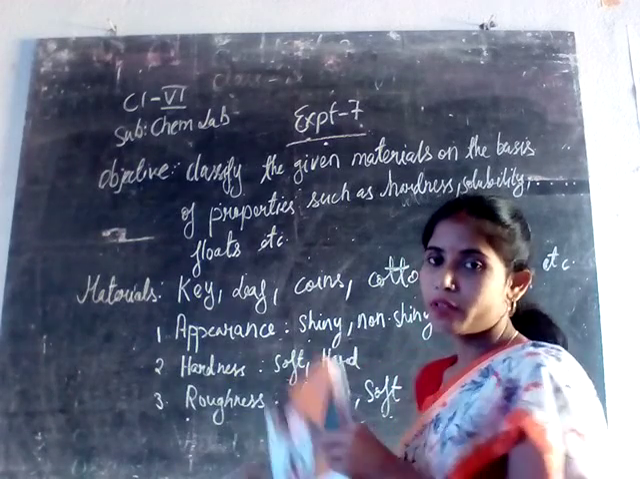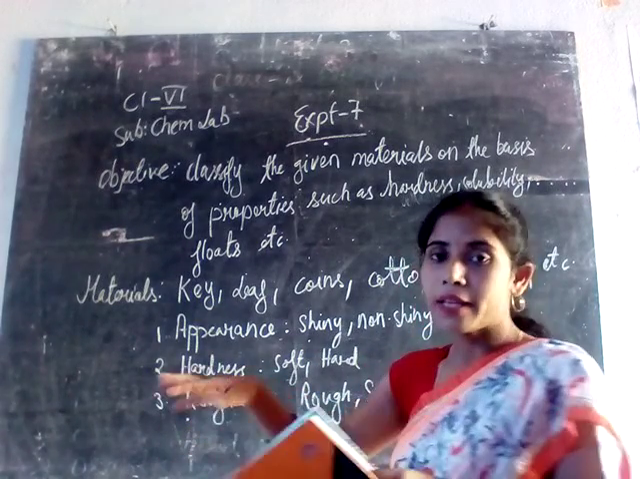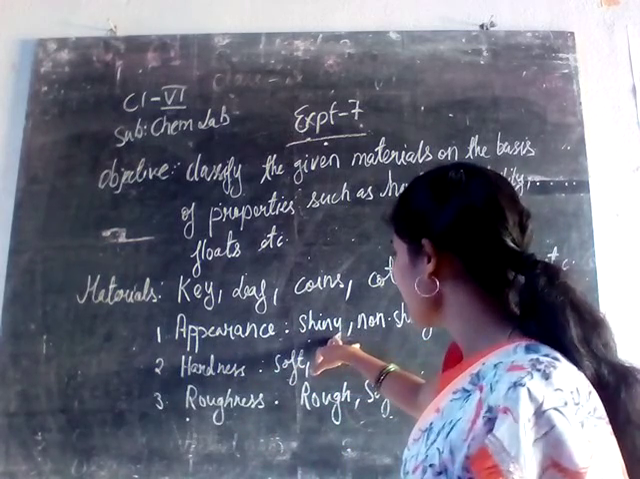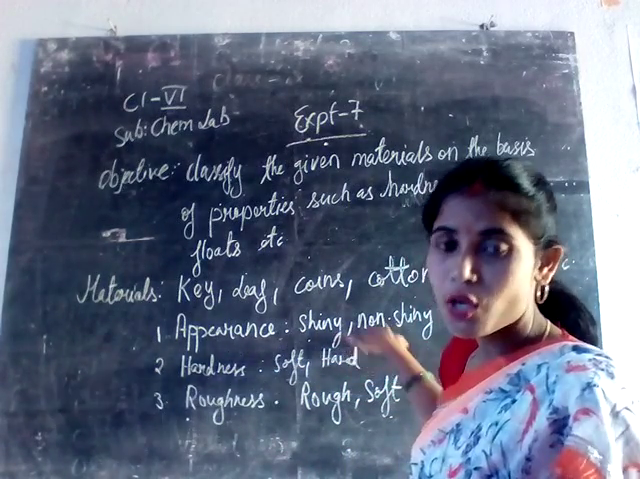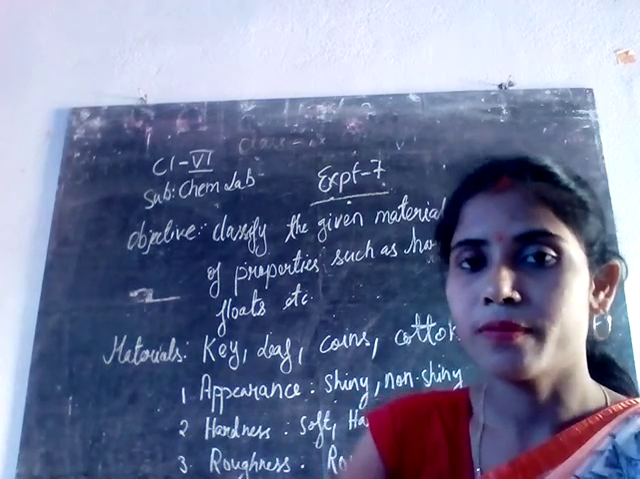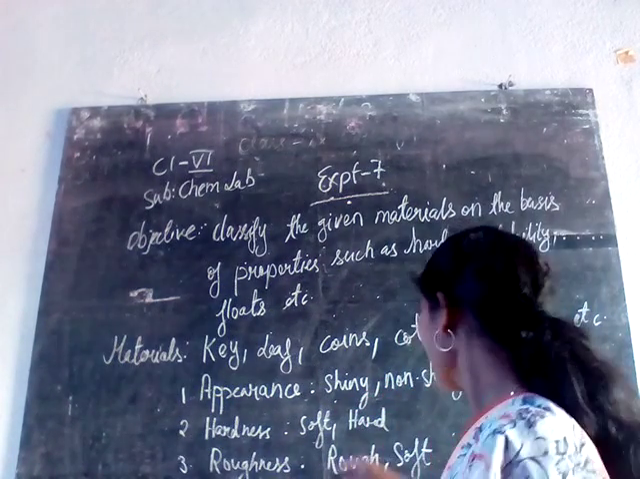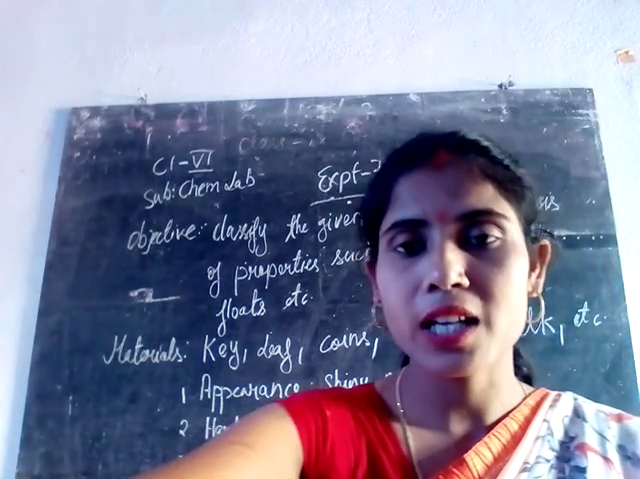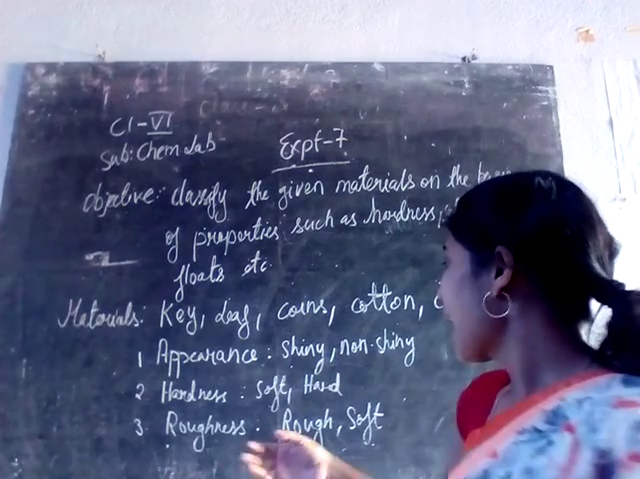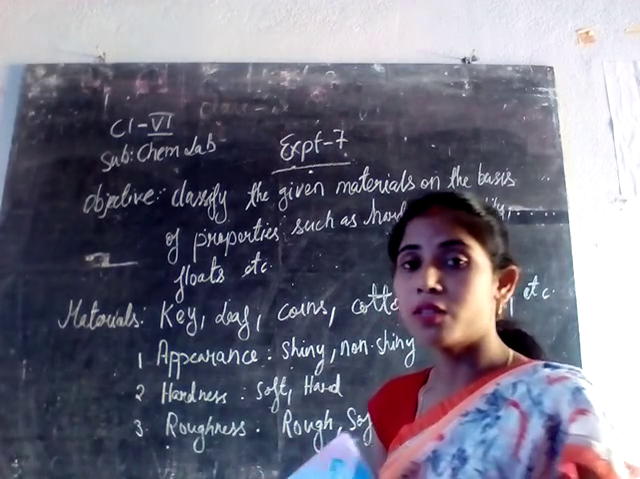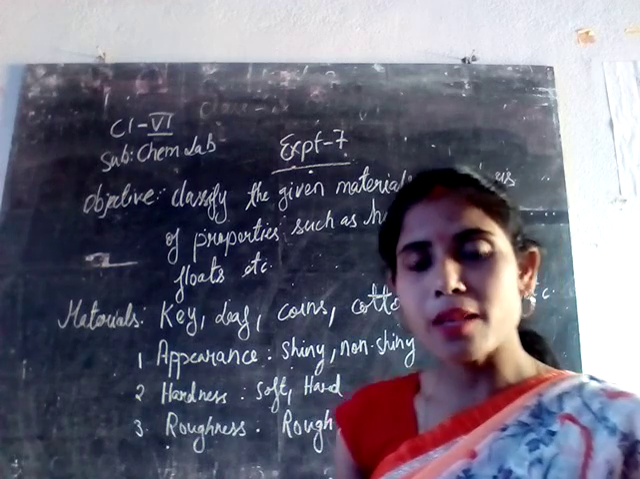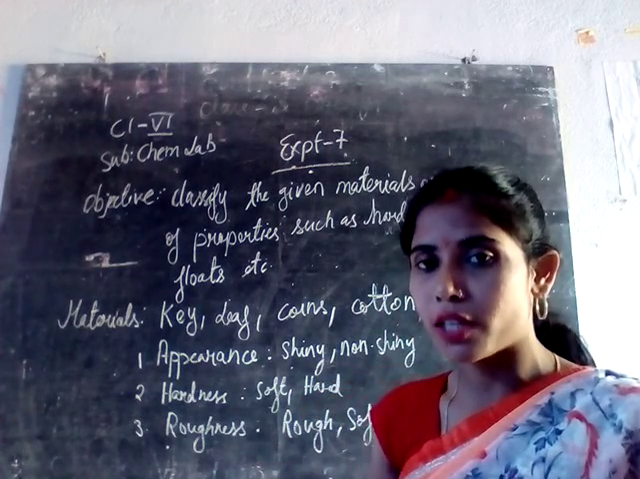So how you have to write in the lab manual is that, under appearance, you will write whatever material you take. The materials will be shiny in nature or non-shiny in nature, that you have to write. Basically the metals will be shiny in nature. Then hardness: wood will be hard in nature. Even the metals will be hard in nature. And rough also, materials like dusters will be a little bit rough in nature. So by seeing the materials you can write down whether they are rough or soft in nature.